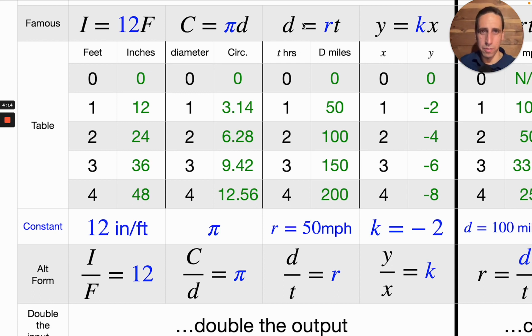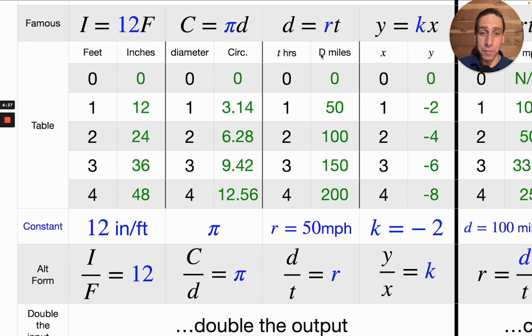Here's another equation from physics. D is equal to RT. Now let's pretend that the rate is constant. You're just putting that car on cruise control, set at a constant rate of 50 miles an hour. If you drive 1 hour, that'll take you 50 miles. If you drive 2 hours, that'll take you 100 miles. If you drive 3 hours, it'll take 150 miles, and 4 hours, 200.